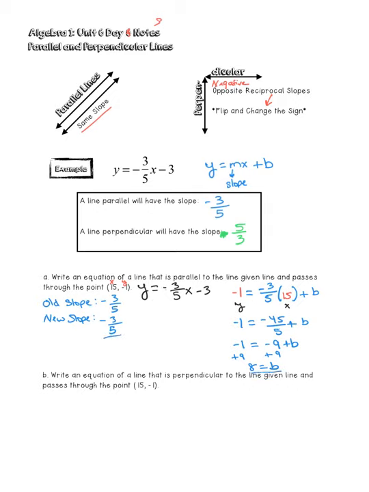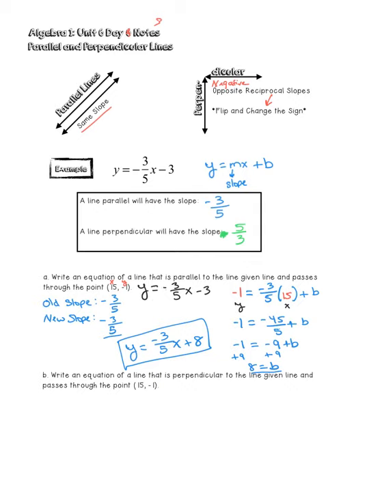Now I'm going to write the equation of the line that is parallel to my original line, but goes through a different point. Y equals negative 3 over 5x plus 8. That is the equation of the line parallel to y equals negative 3 over 5x minus 3. The lines are parallel.